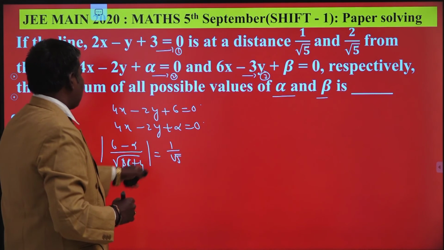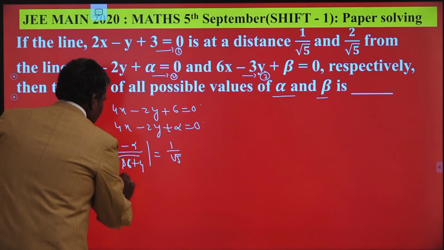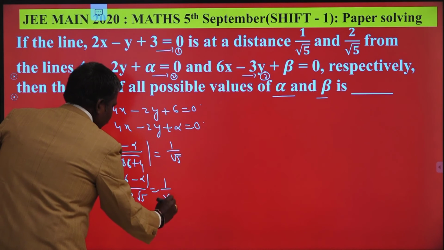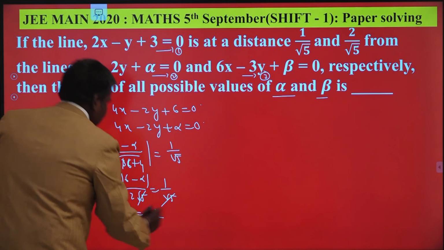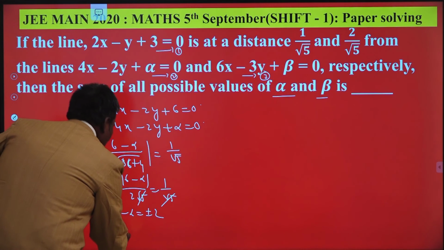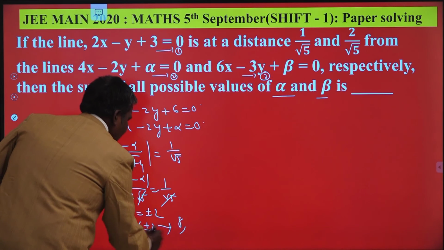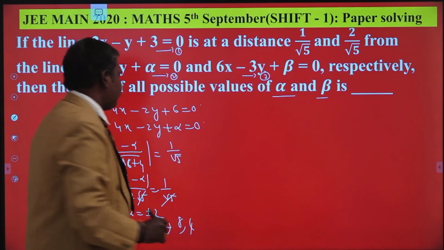This is 16 plus 4, that means root 20, 2 root 5. So modulus of 6 minus alpha by 2 root 5 is equal to 1 by root 5. Root 5 cancels. 6 minus alpha equals plus or minus 2. So alpha is equal to 6 plus or minus 2, that means 8 or 4. The values of alpha are 8 or 4.